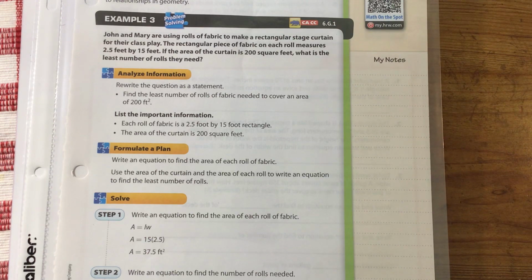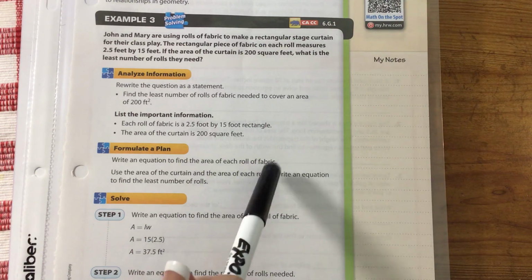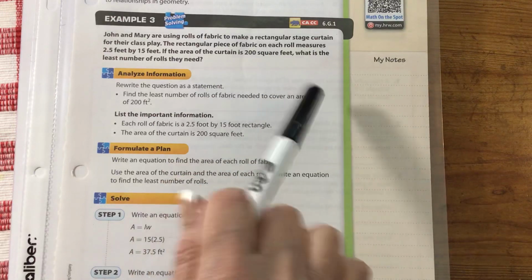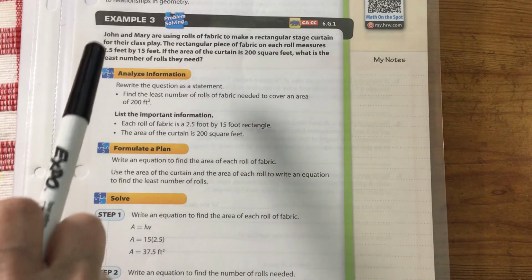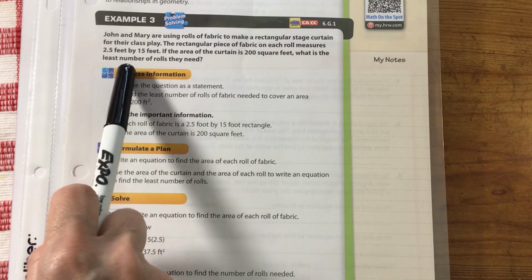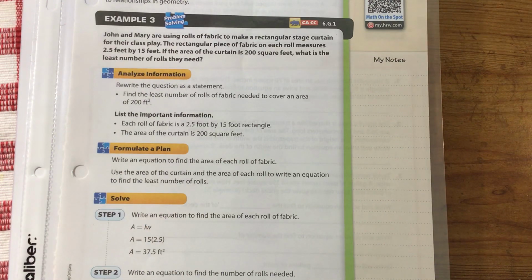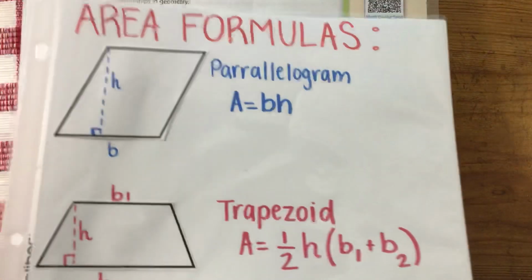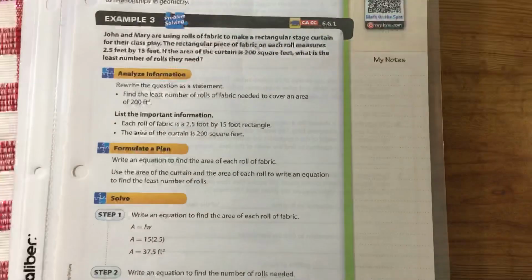Write an equation to find the area of each roll of fabric. So I'm not even going to care about that 200 square feet yet. I just want to figure out how much 2.5 by 15 would cover. How much fabric is going to be in one roll. So using the area of the curtain. Now remember, the area of the curtain, because it's talking about a rectangle, is length times width. You can also say base times height. But usually when you're talking about a rectangle, it's length times width. When you're talking about parallelograms, that's where you talk about the B and the H, okay?